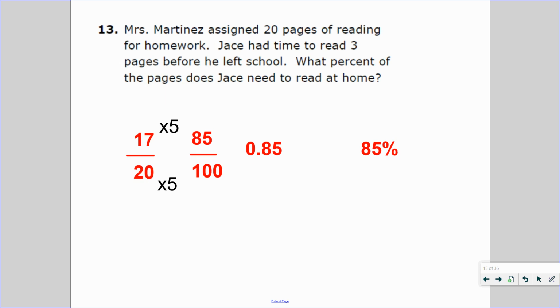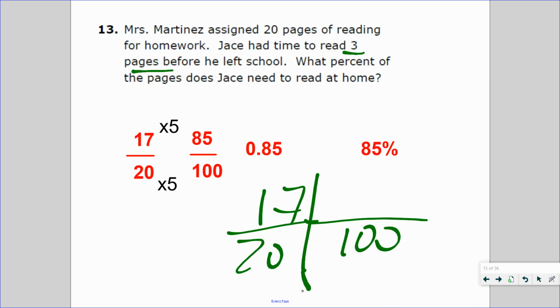13. Mrs. Martinez assigned 20 pages of reading for homework. Jace had time to read 3 pages before he left school. What percent does Jace need to read at home? So some people are going to get it wrong for not reading this correctly. Here he read 3. So how much does he have left to read? 17 out of 20. So what percent? Times 5, times 5, 85%.